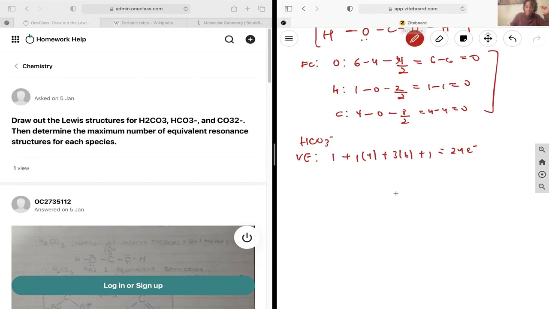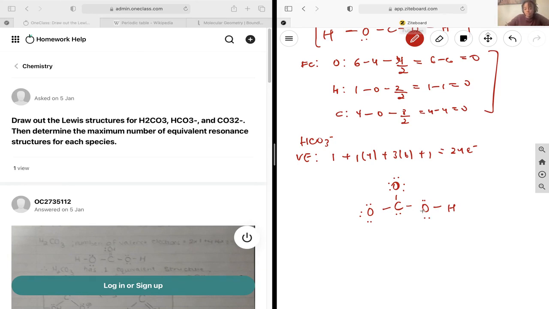Again, let's draw our skeleton, but remember we only have one H, so we can put that on either side. And so let's start by one bond on each and fill in our valence electrons and see if we have our 24. So we have 2, 4, 6, 8, 10, 12, 14, 16, 18, 20, 22, 24, 26. So clearly, again, we have too many electrons. So let's see what we can do to bring the electrons down to 24.